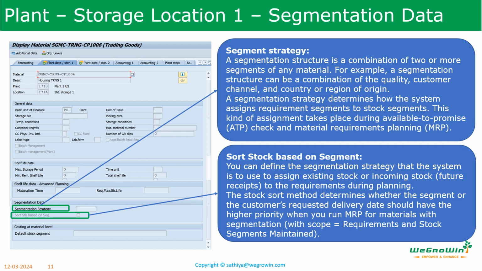Stock based on segment. Here we can define the segmentation strategy that the system is to use to assign the existing stock or incoming stock, that is the future receipts, to the requirements during planning. The stock sort method determines whether the segment or the customer's requested delivery date should have the higher priority when we run MRP for materials with segmentation. So these are the parameters we have to put in and test. We'll practice them later when we are working on the planning process.